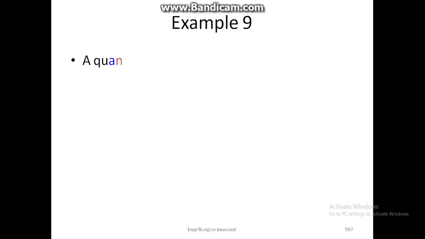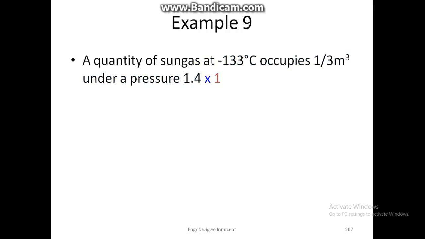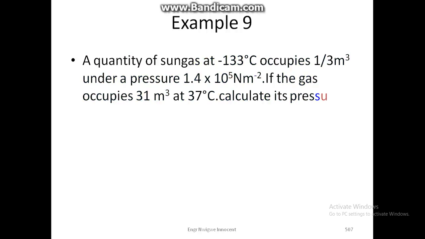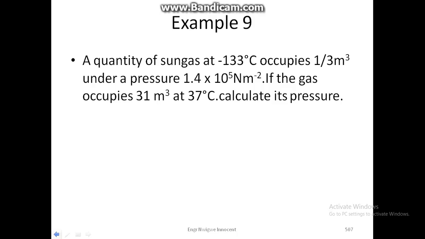Example 9. A quantity of gas at minus 133 degrees Celsius occupies 1 over 3 meter cubed under a pressure of 1.4 times 10 raised to the power 5 Newton per meter squared. If the gas occupied 31 meter cubed at 37 degrees Celsius, calculate its pressure.